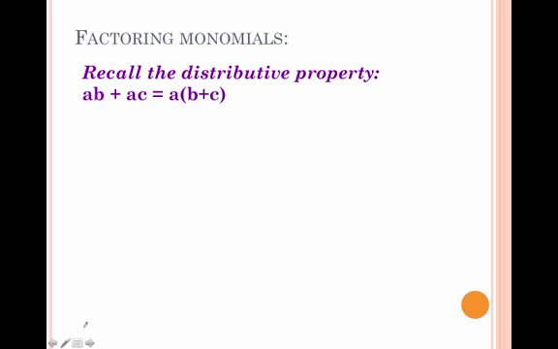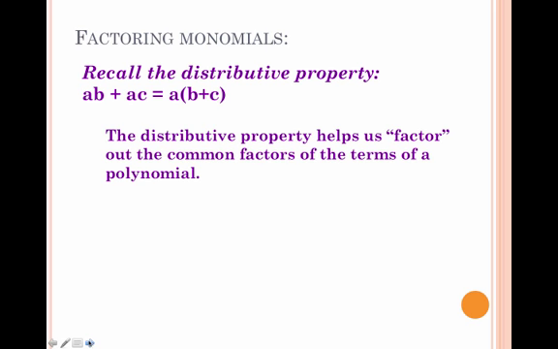Another one of our skills, the distributive property, to help us in factoring. So remember, the distributive property basically just says that here my A would have been distributed to the B and the C, which gave me the AB plus AC multiplied together. So we're going to do that backwards to help us with factoring. The distributive property is going to help us factor out the common factors and leave us with a factored term.